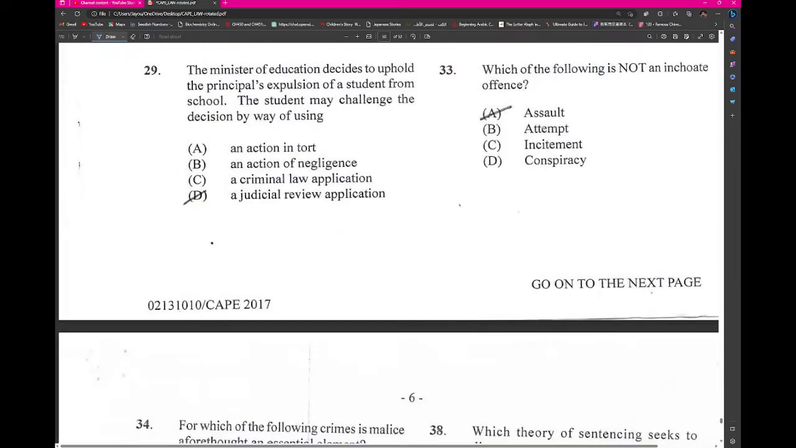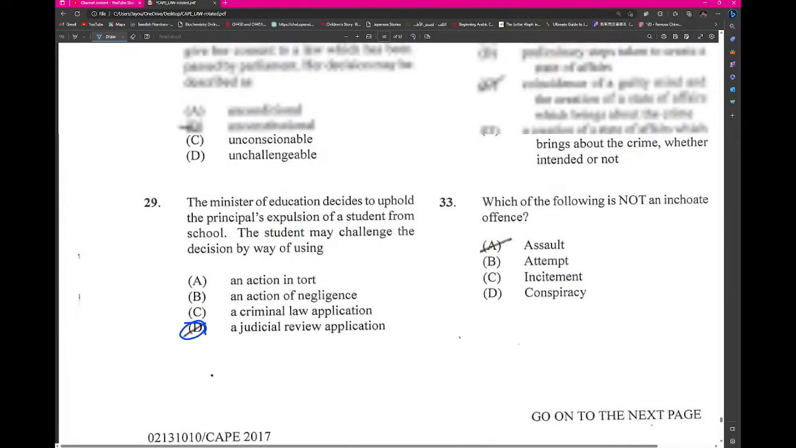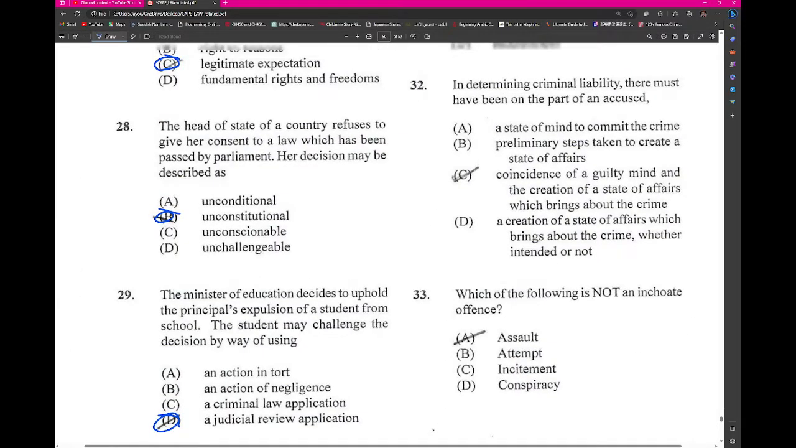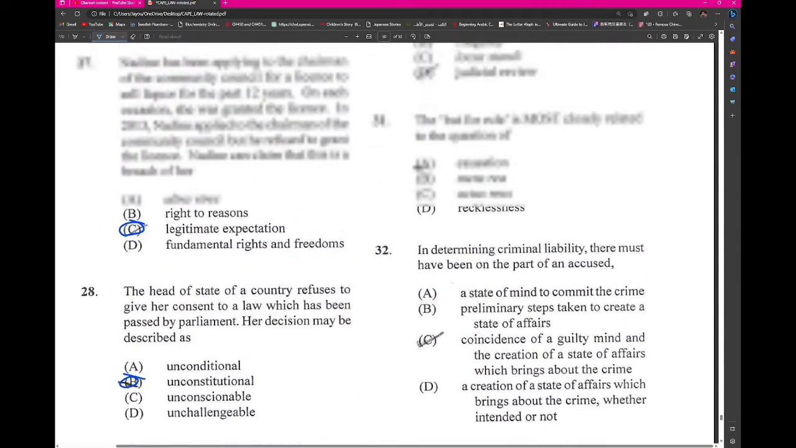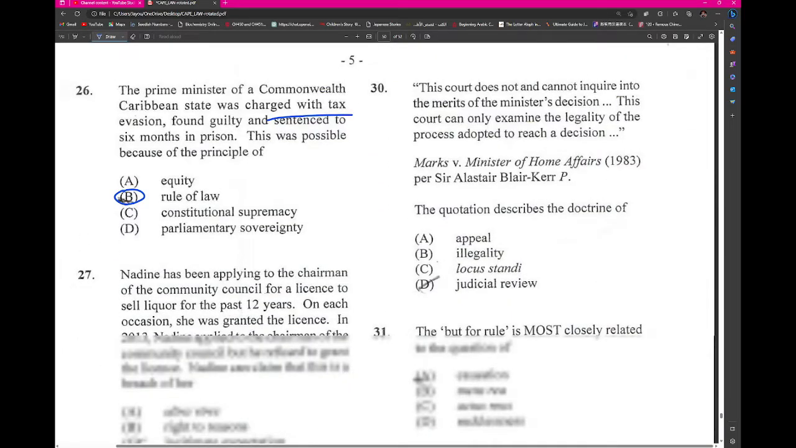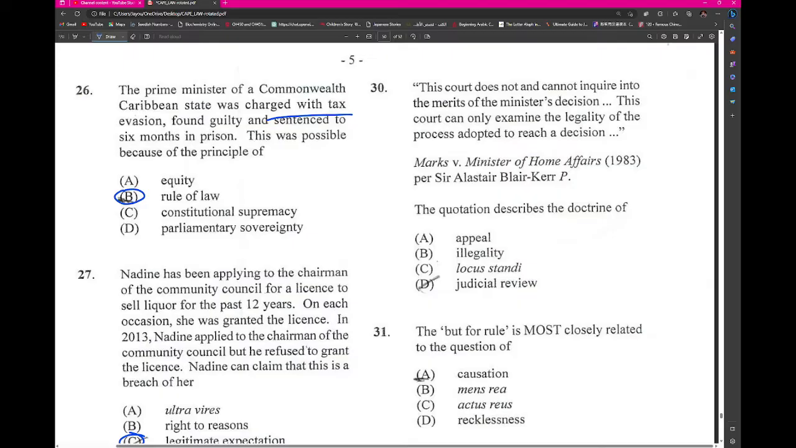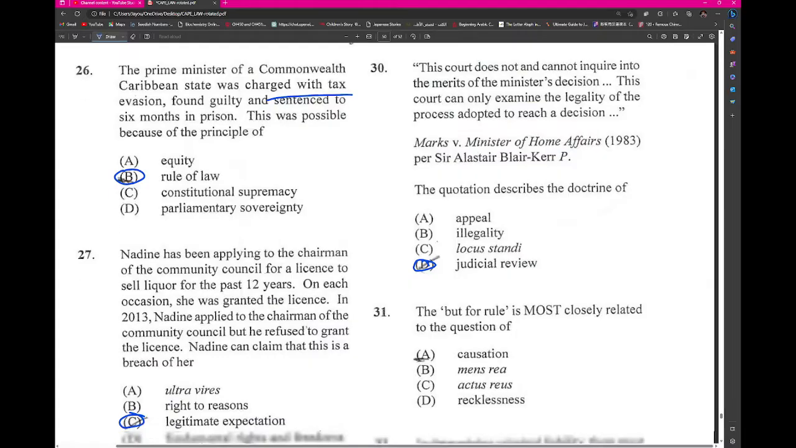The Minister of Education decides to uphold the principal's expulsion of a student. So this would be, I think, Maharaj versus Maharaj and another. Have a look at that. This court does not and cannot inquire into the merits of a minister's decision. This court can only examine the legality of the process adopted to reach a decision. This is it. This is judicial review.